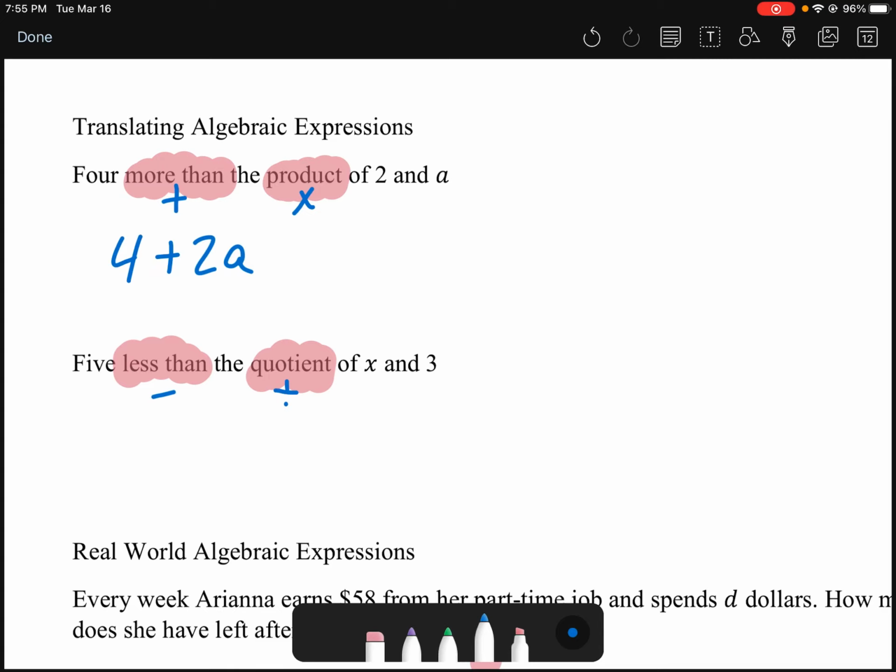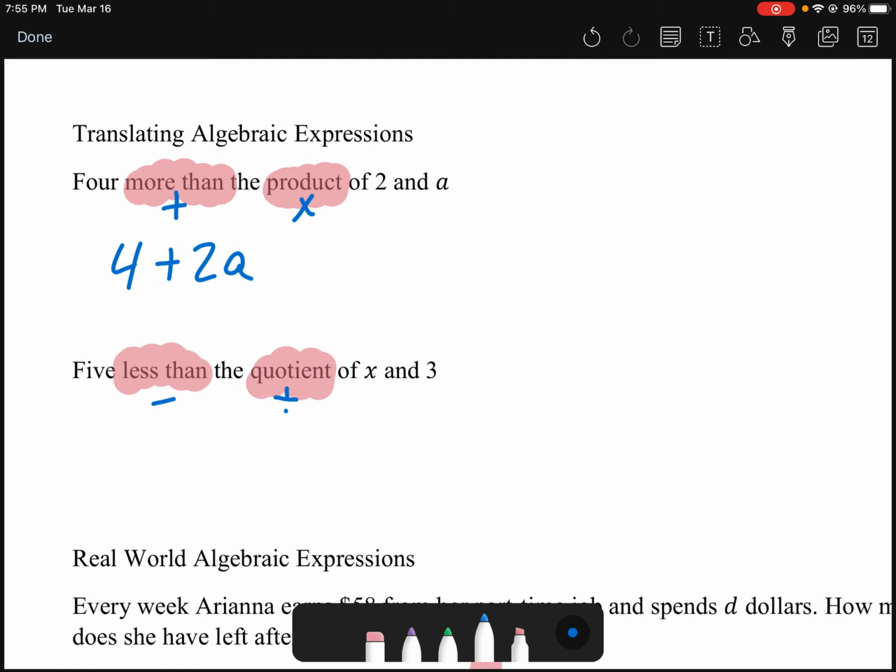When it says 5 less than, that means I'm taking 5 away from the quotient. So I will actually be having minus 5. Now what two things am I dividing? X and 3. So x over 3 minus 5. You could also say that's 5 less than the quotient of x and 3.